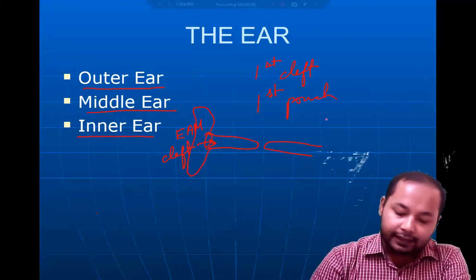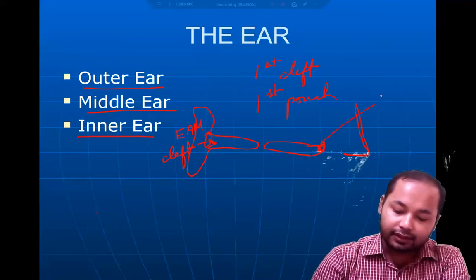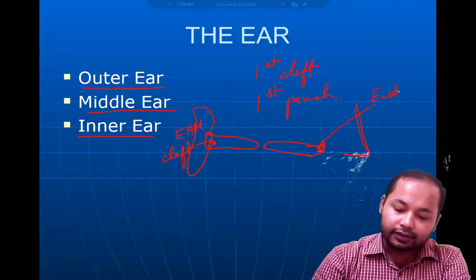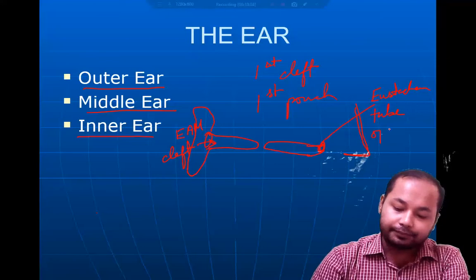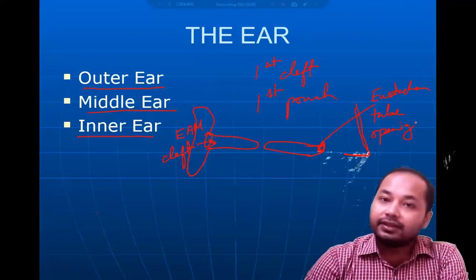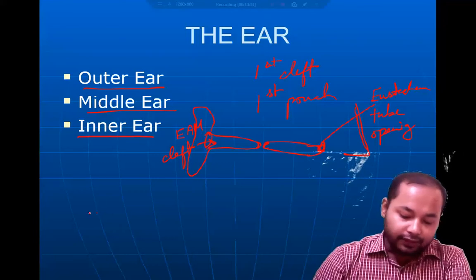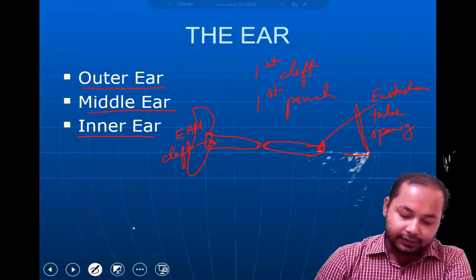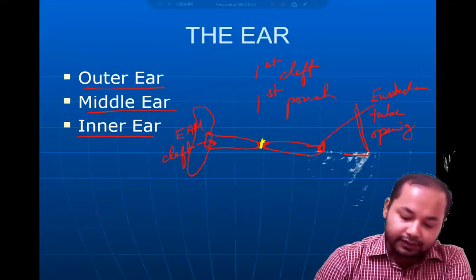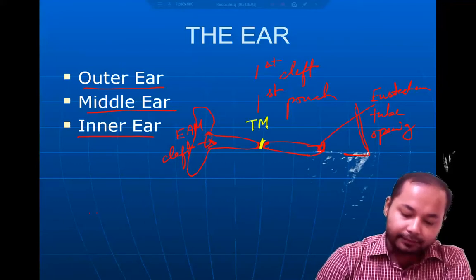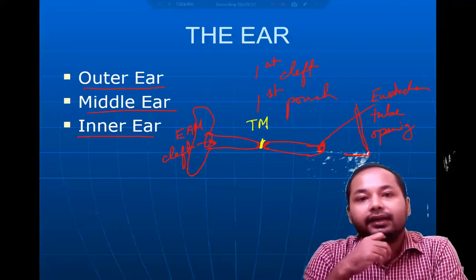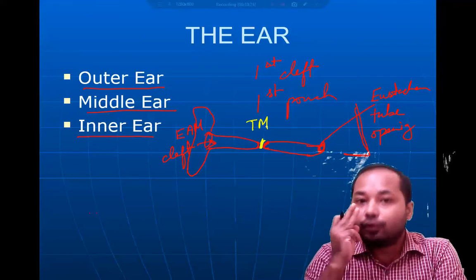And in the inside of the nose you have an opening. This is the Eustachian tube opening. Both of them meet in the midline, and when they meet, they give rise to a thin membrane. This is called the tympanic membrane. So the tympanic membrane is a derivative of all three layers.